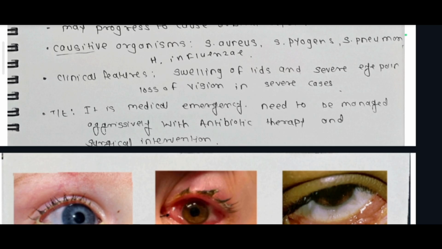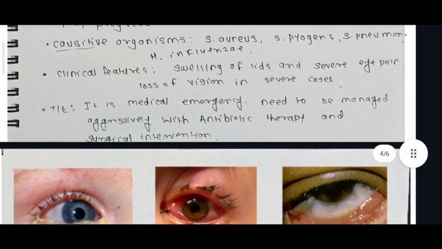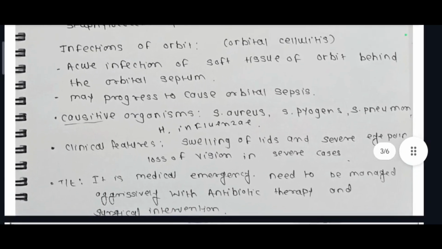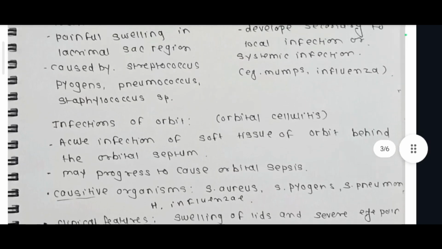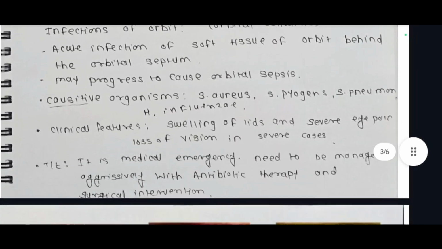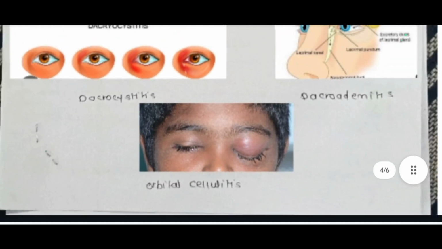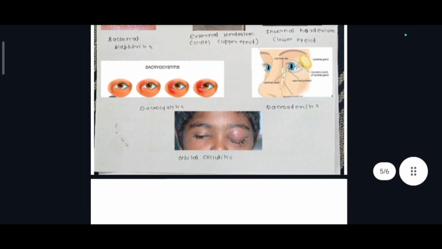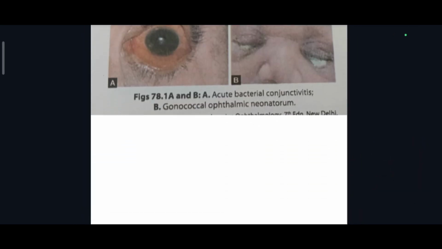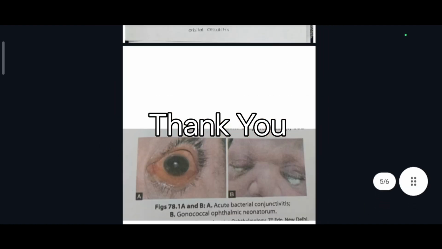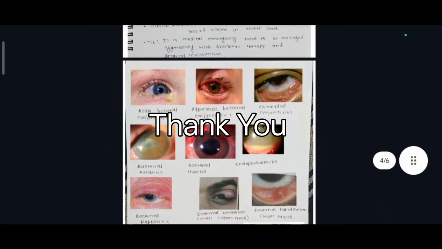For treatment, it is a medical emergency and needs to be managed aggressively with antibiotic therapy and surgical intervention. We will see the picture of orbital cellulitis. You can see here, this is a case of orbital cellulitis, and these are the pictures from the Apurba Sastry textbook of microbiology, hordeolum external and internal. So this was all about the bacterial infections of the eye.